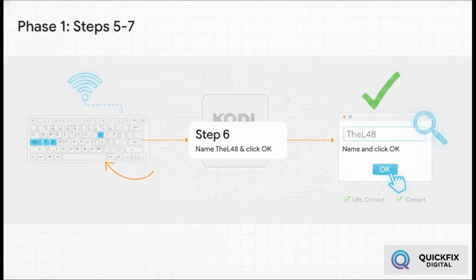A digital keyboard will pop up. Now, this is where accuracy really matters to save you a massive headache later. Type in tinyurl.com/the48, exactly as you see it. Underneath that, go ahead and name this media source the48 and hit OK. Do a really quick double check for any typos, click OK one last time, and just like that, Phase 1 is totally in the rearview mirror.